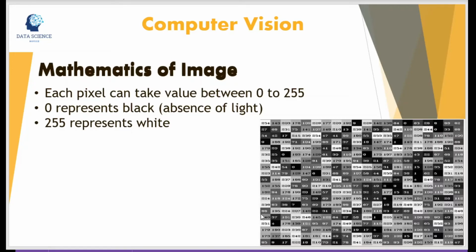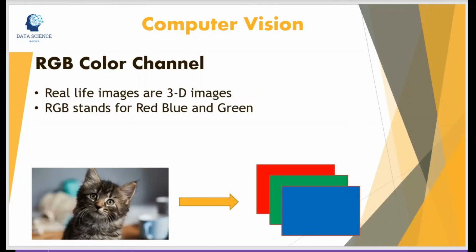But in the real world, we have colorful images. So how do we get these colorful images? This is because of the RGB color channels. So what are RGB color channels? In the real world, we have 3D images where two dimensions are for length and breadth, and the third dimension is for the number of channels. So in case of a colorful image, the value for this is 3, and we will see this practically as well. So RGB stands for red, green and blue color.